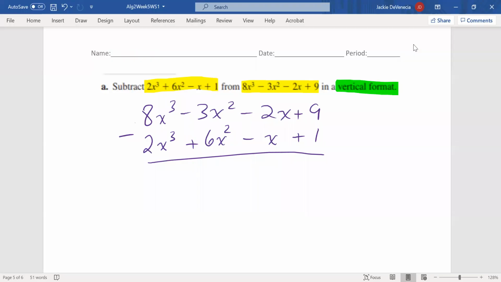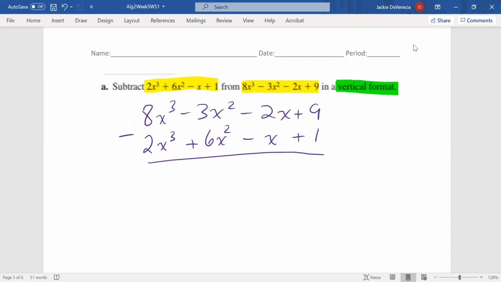Okay, so good morning. We're doing another review, this time of subtracting. With subtracting polynomials, it's really important to pay attention to how the wording of the problem looks. Right over here, you notice how even though 8x cubed is after 2x cubed, this one will be the first one. That's because we're taking this away from that, all right? So this is how the problem will look in the vertical format.